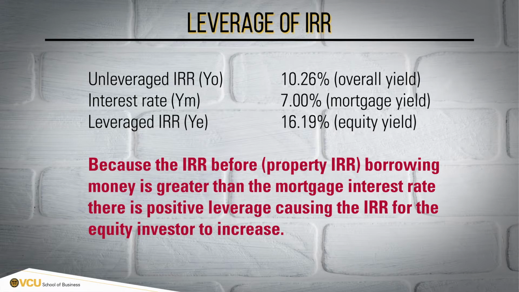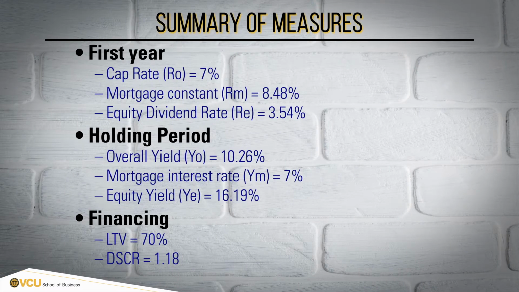Because of that relationship, you know that your yield is going to be higher than the property's yield because of the fact that we blend these two together to get the overall. And all I'm doing here is providing a summary of all of those different bits of information. So there's the first year components that we had: cap rate, mortgage constant, and equity dividend rate. Here are those overall rates over the whole period.